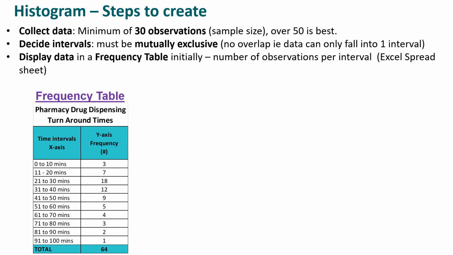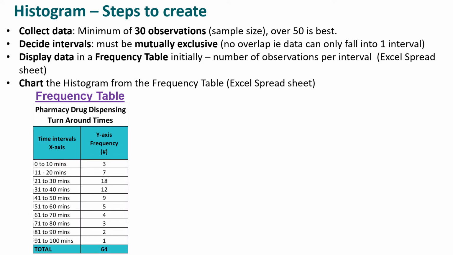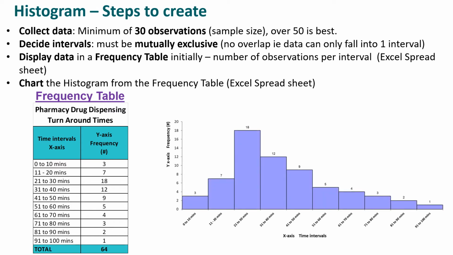Then you need to display the data in your frequency table, and this is the number of observations per interval. For example, we had 3 observations that fell between 0 and 10 minutes. And then you need to chart the histogram from the information that's in your frequency table, such as this.